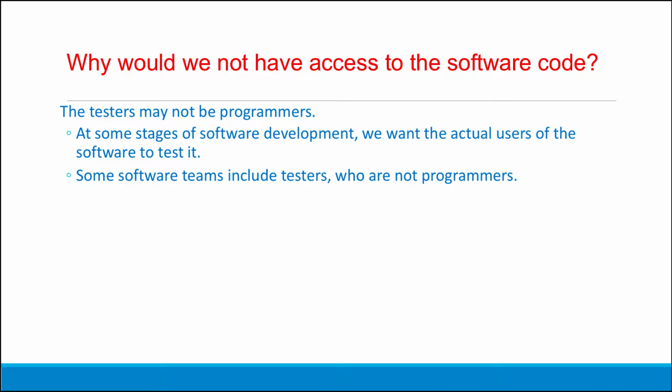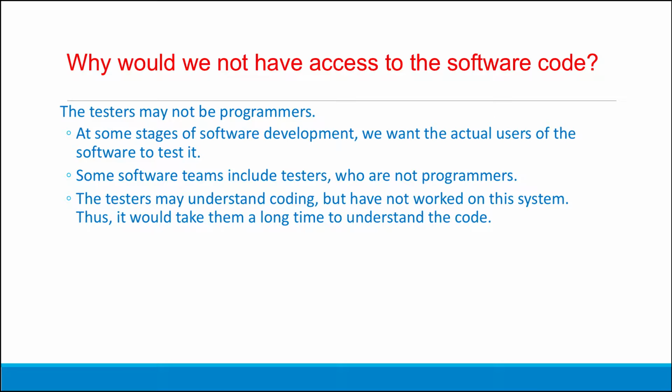In some cases, software teams include testers who are not themselves programmers. This usually happens in large development organizations. In that case, the software development team consists of various categories of people, some of whom are programmers and some of whom are testers. In a third case, there may be testers who actually are programmers. They understand coding, but they have not worked on this particular system. If it's a complex system, as many are, it would take them a long time to understand that code.